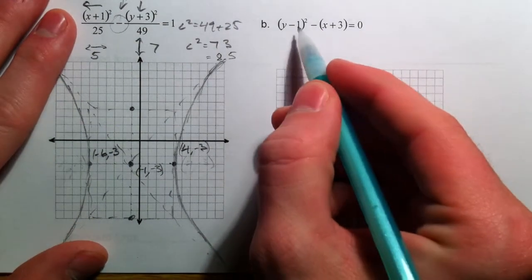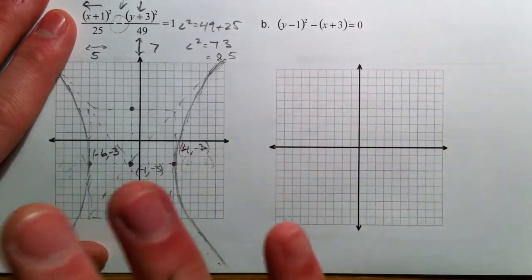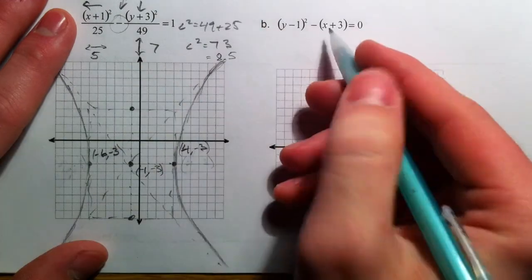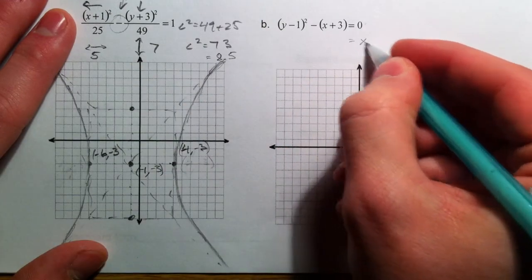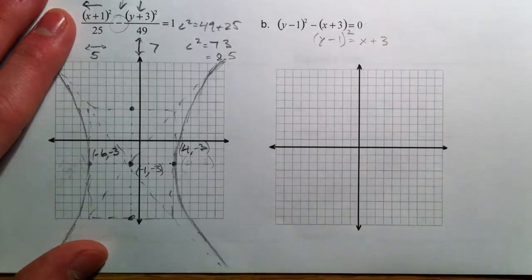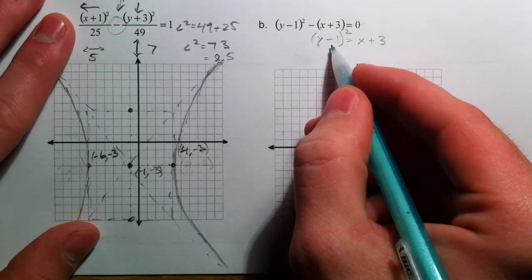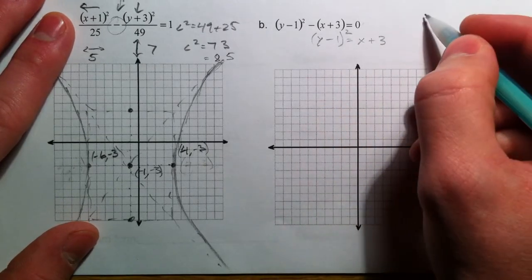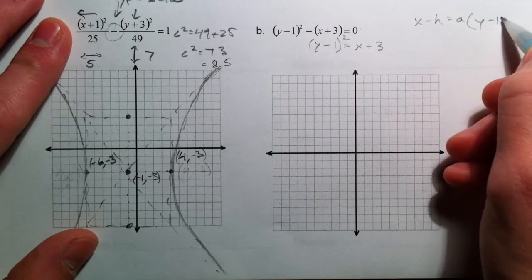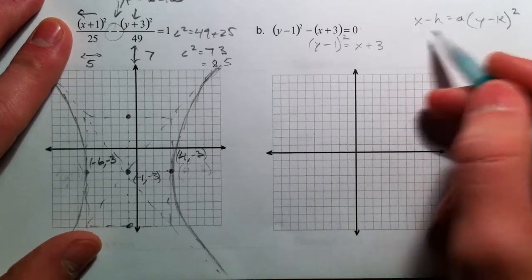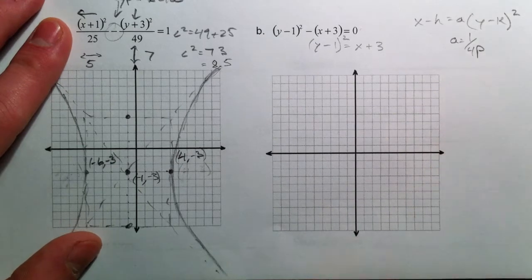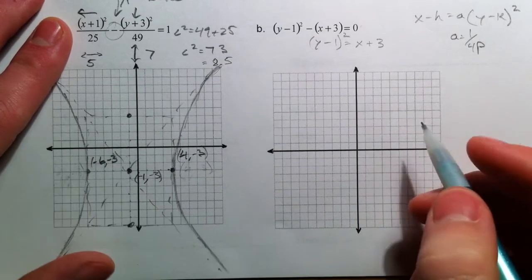Alright, so because only one of these is squared, we know it's a parabola. And so we're going to move this x plus 3 to the other side. And so we have y minus 1 squared equals x plus 3. Remember that it's x minus h equals a times y minus k squared, or y minus k, switch the x and the y. The a is equal to 1 over 4p, and p is that distance to the focus.